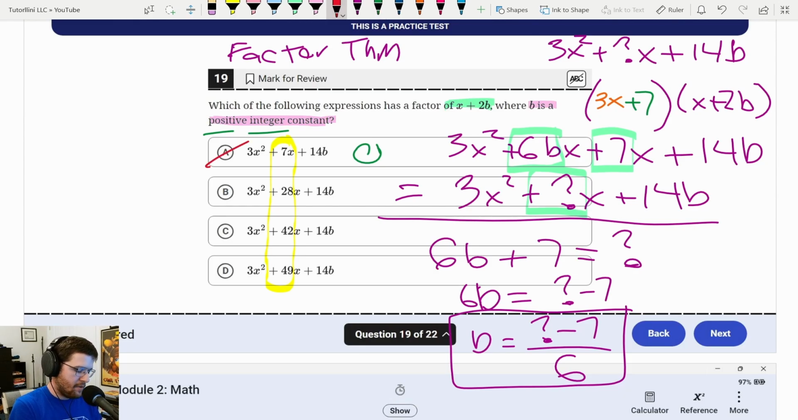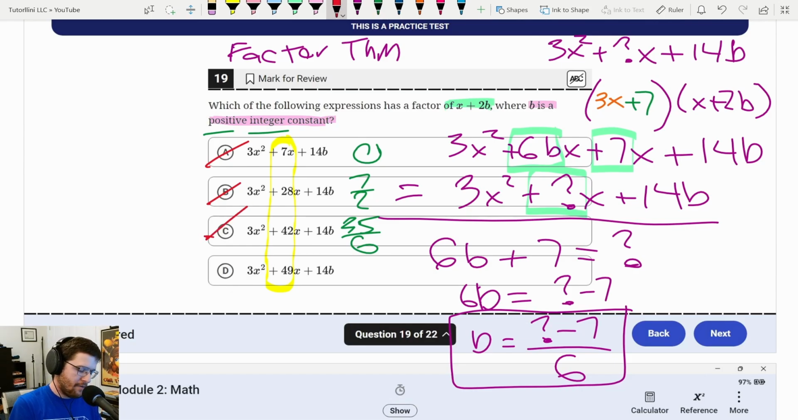Now let's do the second one. 28 minus 7 divided by 6. That gives me 7 halves, or 3.5. That is not an integer. Got to be a whole number. All right, now let's do 42 minus 7, and then divided by 6. That gives me 35 sixths. That is also not a positive integer.